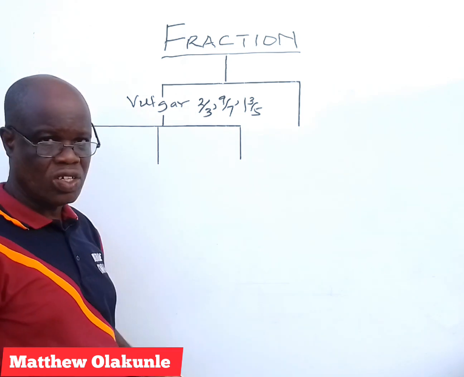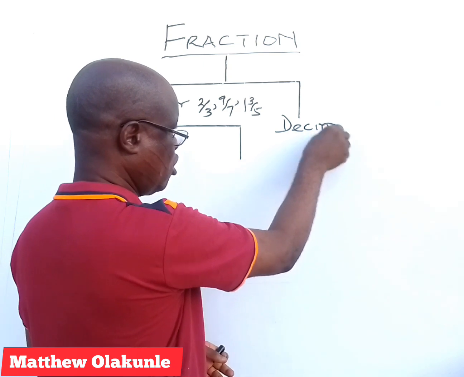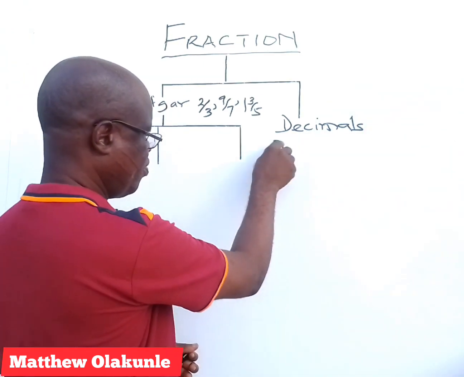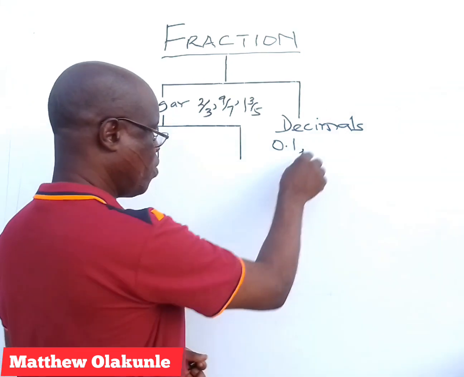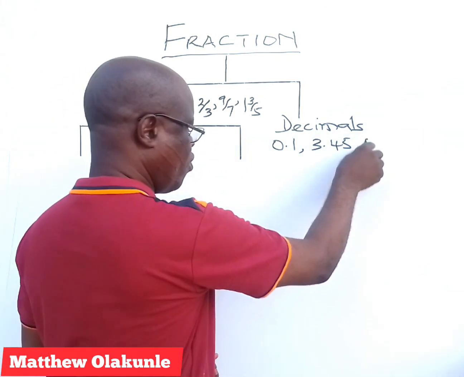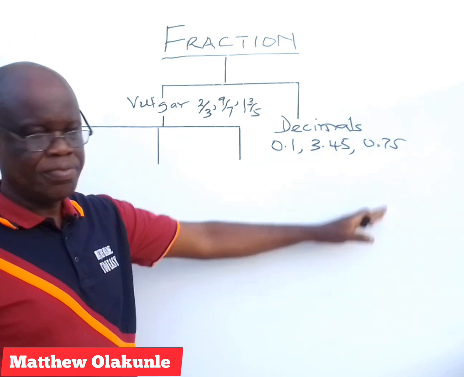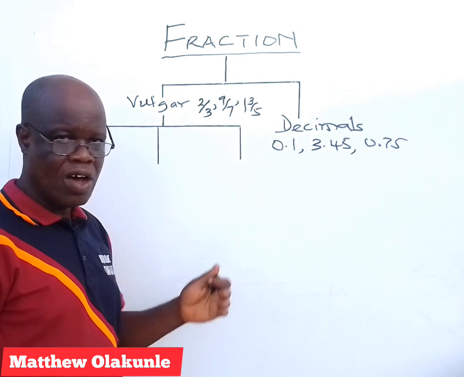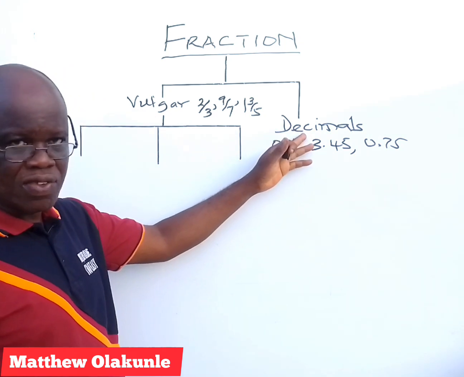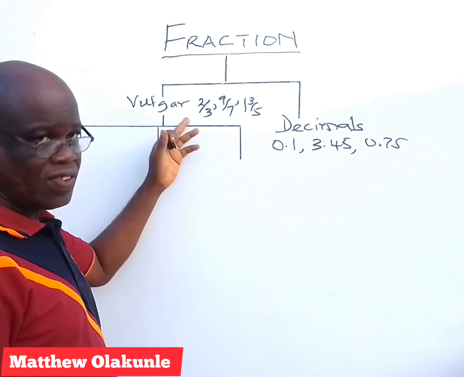We call them vulgar because they are common fractions. Then the second type of fraction is what we refer to as decimals. Decimals are also fractions, like 0.1, like 3.45, like 0.75. All these are decimals. Our focus from now on is not on decimals. Our focus is on common fractions that are called vulgars.